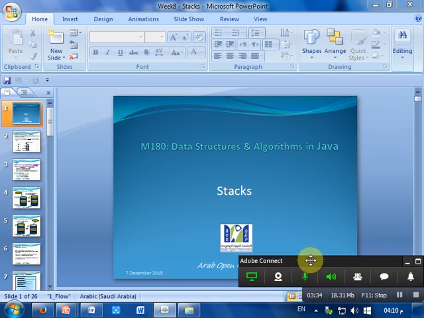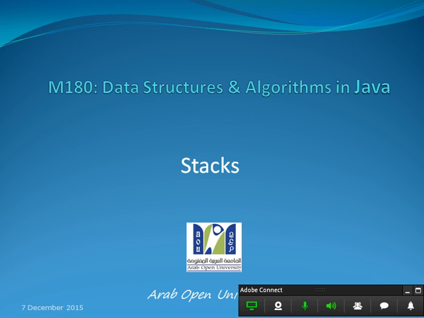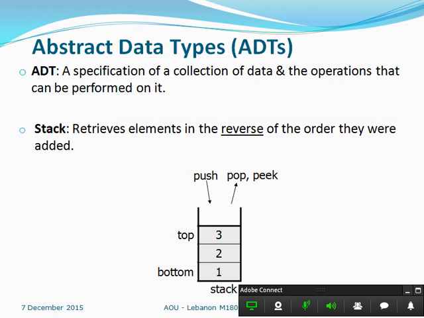Yeah. So let's start with the stack. First we'll see the abstract data type. Abstract data types are nothing but a collection of data and the operations that can be performed on that data. For example, a collection of numbers and the operations that can be performed on the numbers, a collection of names and the operations that can be performed on the names, or a collection of strings and the operations that can be performed on the strings. A stack is one of the types of abstract data type.